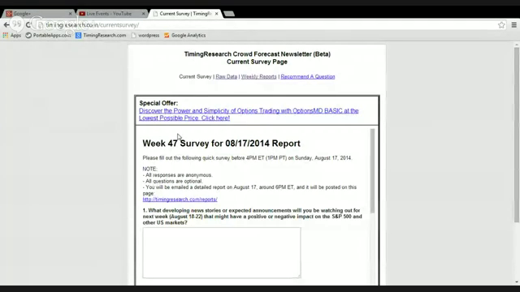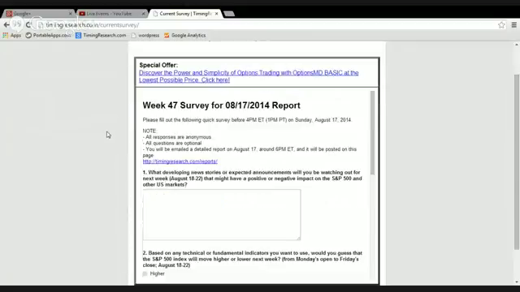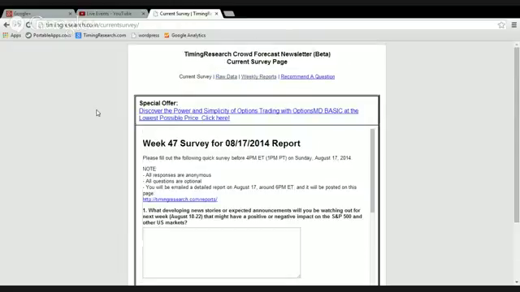And so what we're trying to do with the crowd forecast newsletter is assemble a large, diverse group of traders and investors and survey their thoughts and feelings on the market and what they are watching for coming up, and quantify those results and report those back to all members. So there are three main members pages that you will be using as a subscriber.